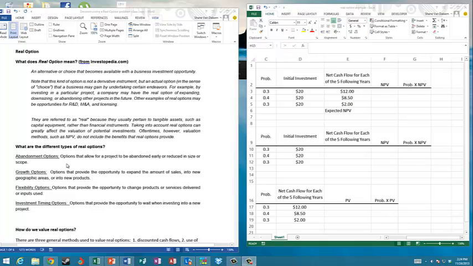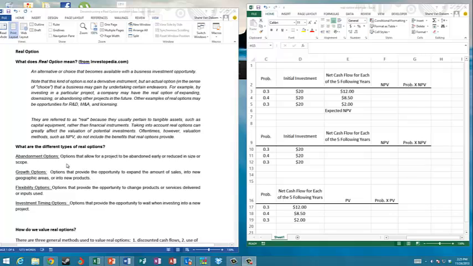A flexibility option is an option that provides the opportunity to change products or services delivered or the inputs used. Modern energy plants oftentimes have flexibility options in that they're designed to use more than one kind of energy input. For example, many years ago when they would build an electric plant, they would build it so it only used coal. These days, many electric plants are designed to be flexible. There's an additional cost in doing that. However, they can be switched to natural gas if natural gas becomes much less expensive than coal, or they could be switched back to coal, or they can use other types of inputs. So having that flexibility allows them to save money in the long run.